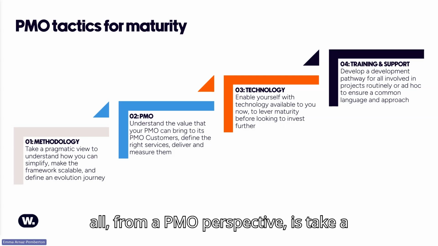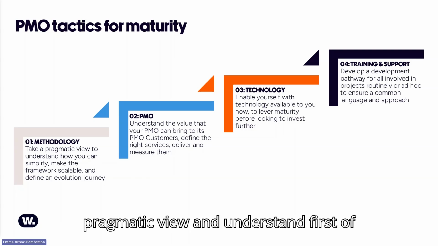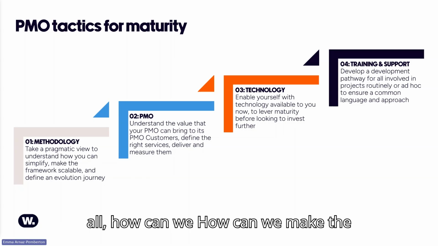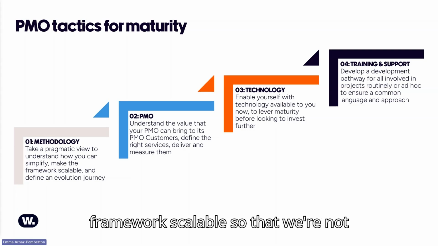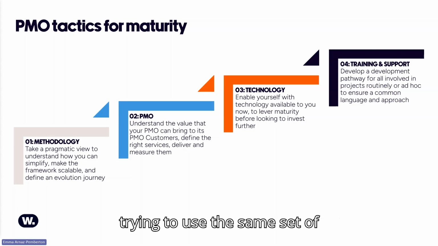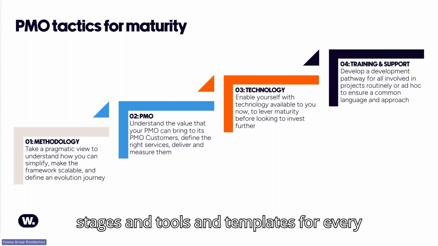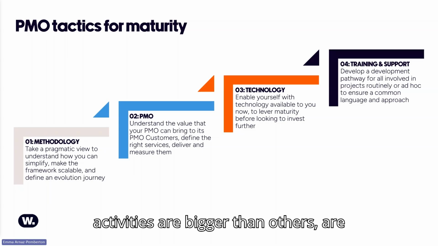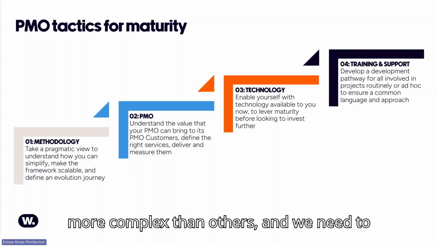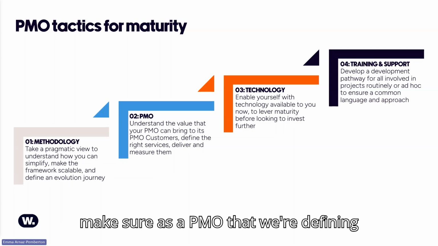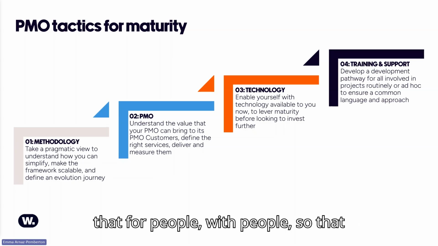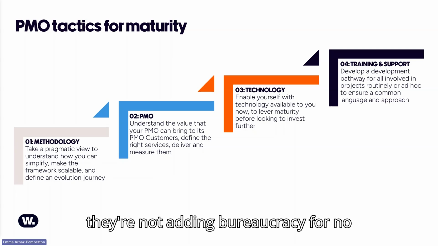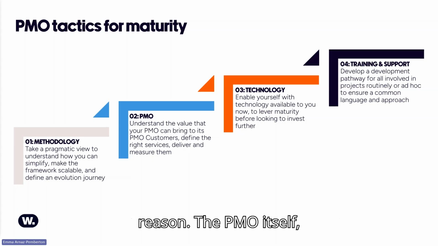So first of all, from a PMO perspective, take a pragmatic view and understand how we can simplify. How can we make the framework scalable so that we're not trying to use the same set of stages and tools and templates for every single activity? The chances are some activities are bigger than others, more complex than others, and we need to make sure as a PMO that we're defining that for people, with people, so that they're not adding bureaucracy for no reason.